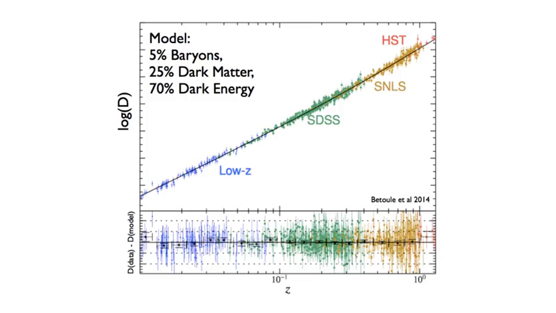Now, the graph that you can see here, there are different coloured points for different data sets, and each point plotted represents a single observation of a supernova explosion. Now, there's a black line that you can see drawn through it, and that's the distance redshift relationship that you would expect to see for a universe filled with 25% dark matter, 70% dark energy, and 5% baryons. Remember, the baryons is the stuff that we can actually see. All of the observations that we have are currently pointing towards a universe that is filled with dark matter and dark energy. But what could this dark energy be?